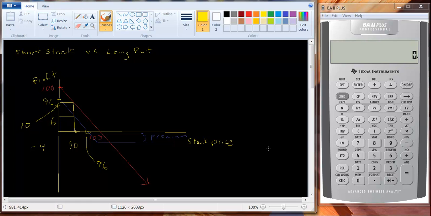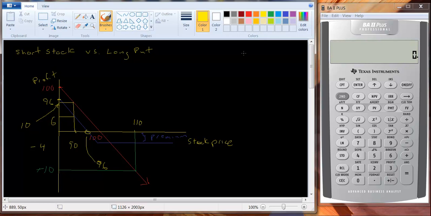But let's look at the upside here. Let's suppose the stock price goes to 110. So it goes up to 110, and let me pick a different color here. If the price goes to 110, if you've shorted the stock, your loss is going to be what? You sold it at 100, you had to buy it back at 110, you're going to lose $10. But if you have the put option, you're going to only lose the $4 premium. So that's the real secret. That's one of the nice things about using options. If you own an option, it limits your downside.